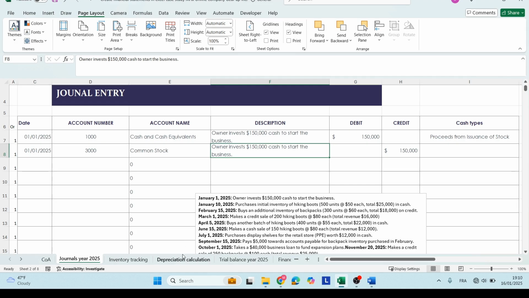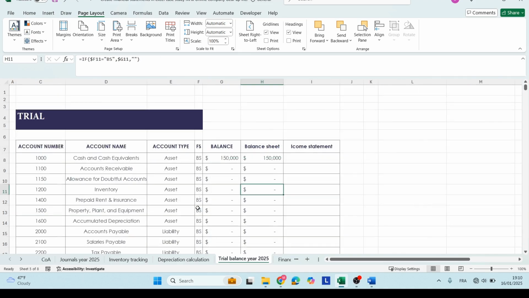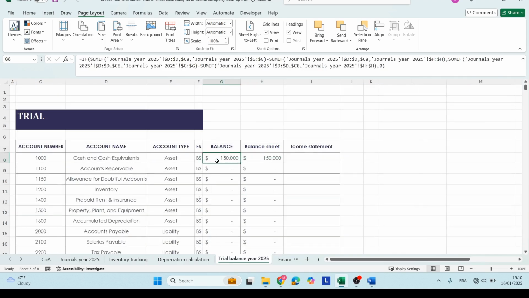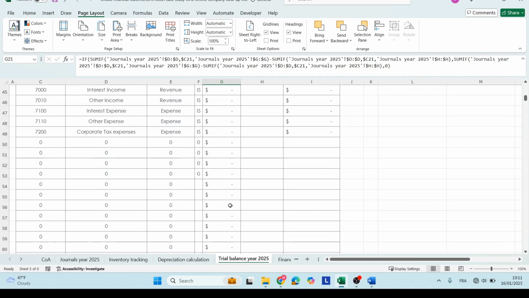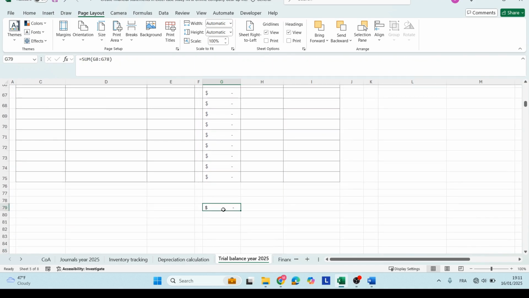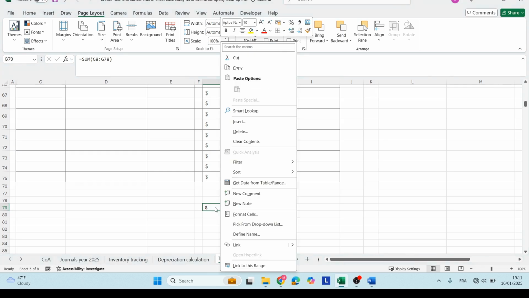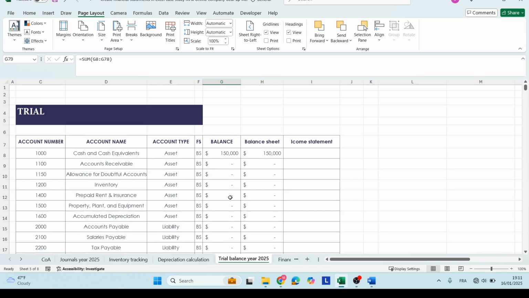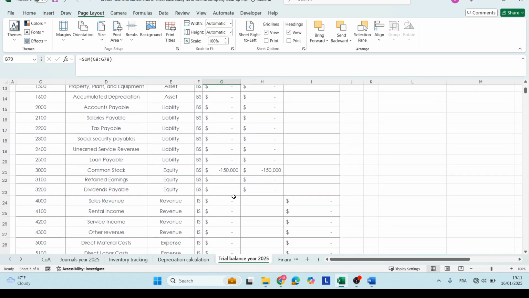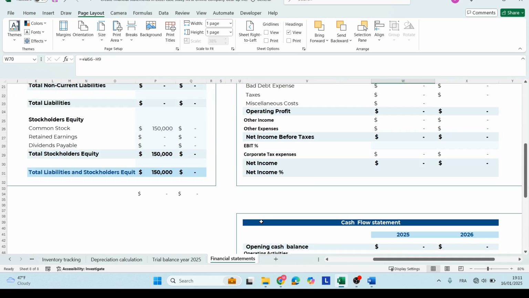We go to the trial balance to see our transactions. You see there is a balance for the cash of 150,000. Then we have common stock of 150 in minus, and the total should be 0. This is what we need to check all the time when there is a transaction. We need to make sure that our balance is 0. Then we go to the financial statements.